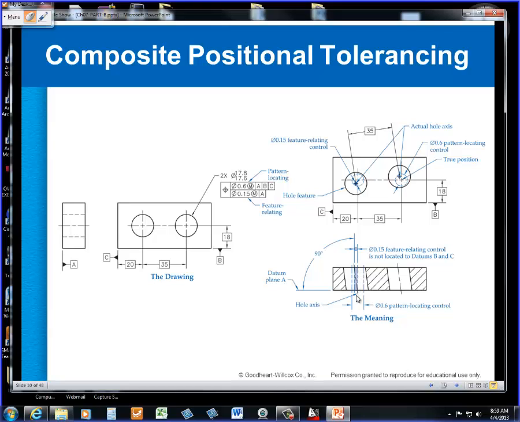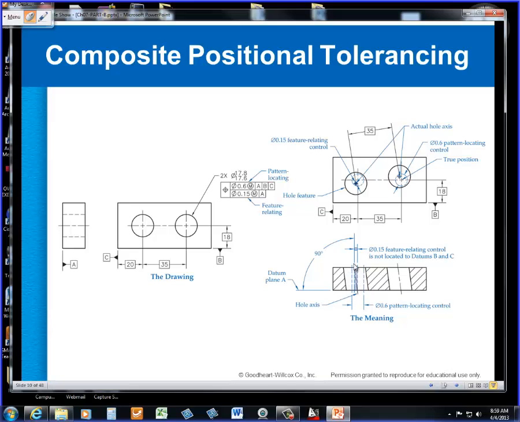Your shaded part right here is your feature. Okay, so at MMC, it's 0.15. Then your pattern locating feature is a parallel zone of cylindrical, and it's at 0.6. Okay, there it is in the feature control. Here it is drawn out for us.